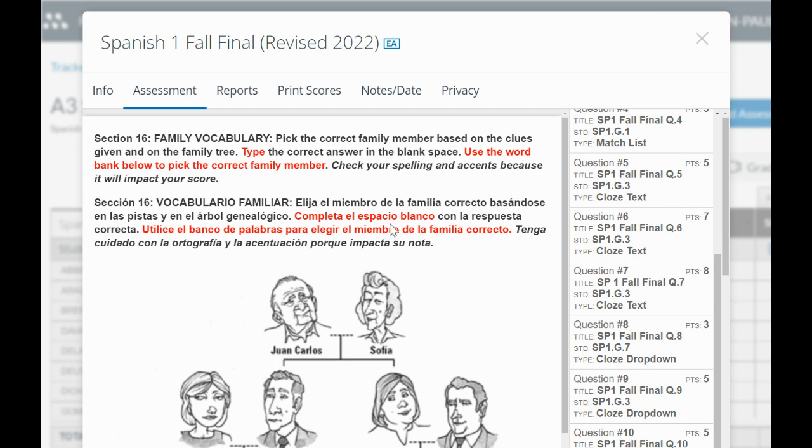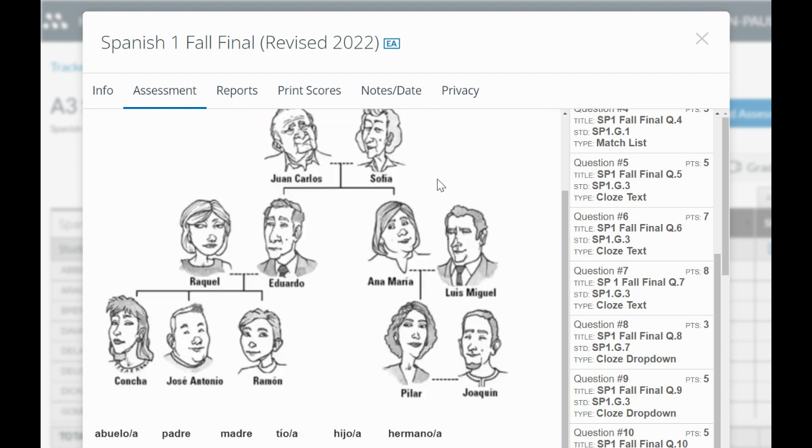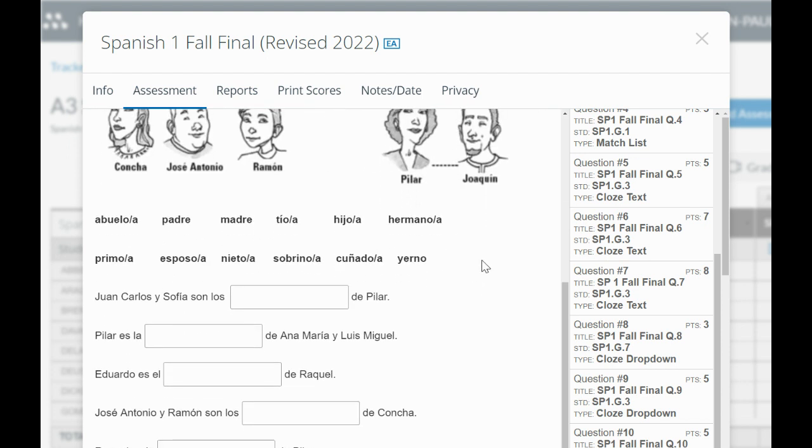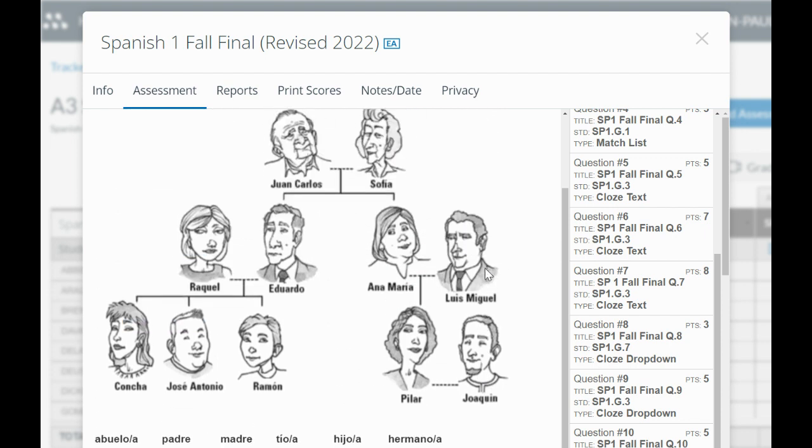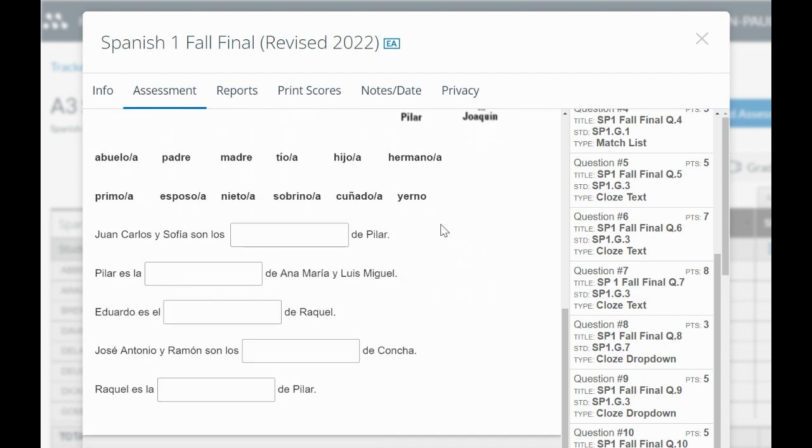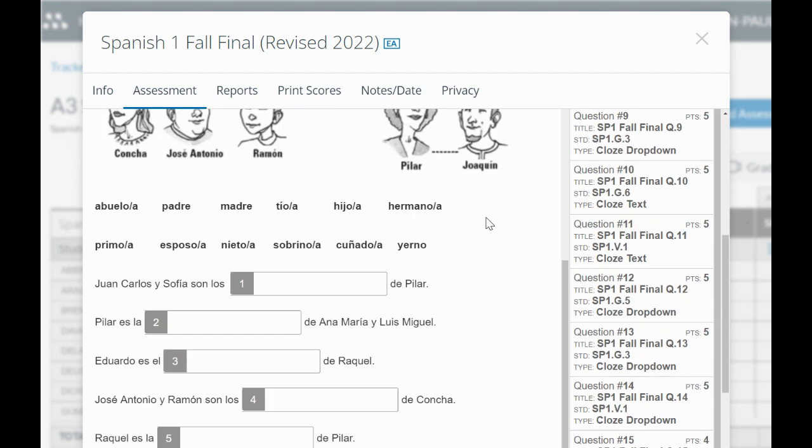Question 16, family vocabulary. Pick the correct family member based on the clues given on the family tree. Type the correct answer in the blank space. Use the word bank below to pick the correct family member. Check your spelling and accents because it will impact your score. So you're going to want to make sure that you know who is who according to this family tree, and you are going to type in who they are according to this word box above.